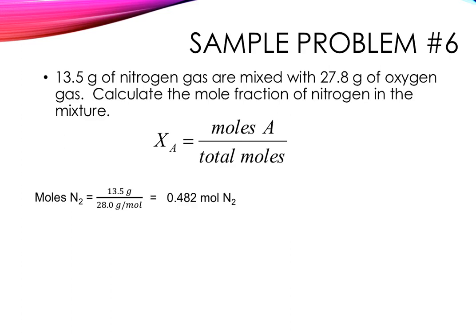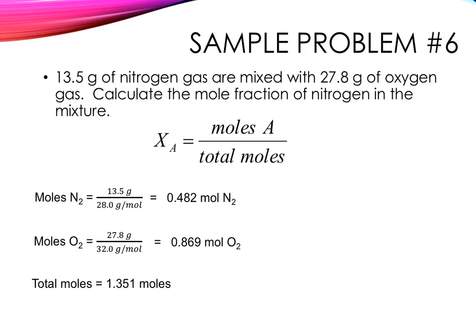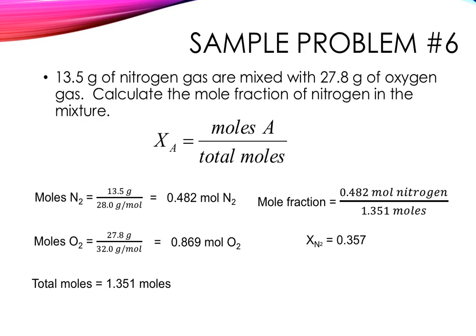So we get 0.482 moles of nitrogen. Similar math for the moles of oxygen. I have to take the mass of the oxygen divided by its molar mass. Remember, both gases are diatomics. And I get 0.869 moles of oxygen. For total moles, I'm going to add those up. I had 1.351 moles. So now I can say, all right, I want the moles of nitrogen. So I'll do the moles of nitrogen over the total moles and report that.